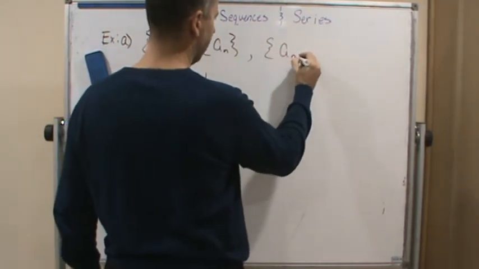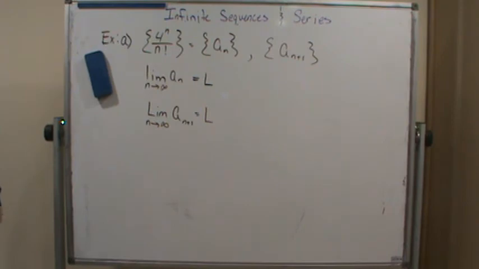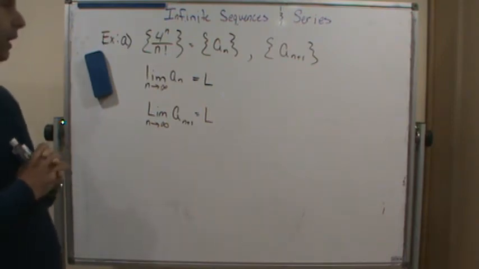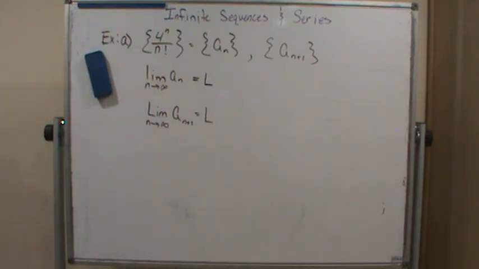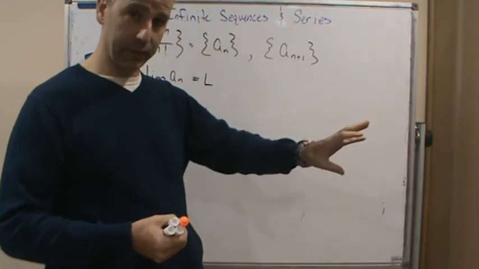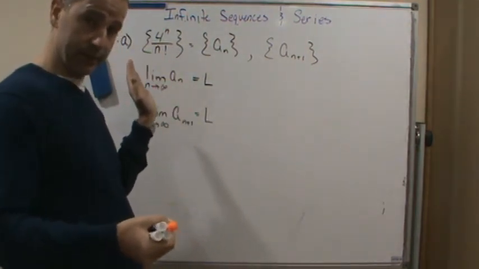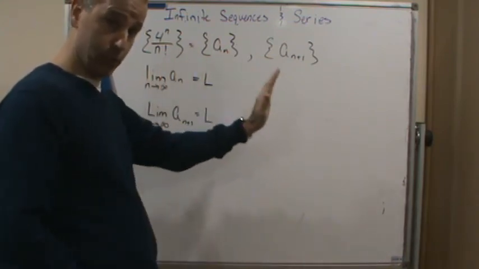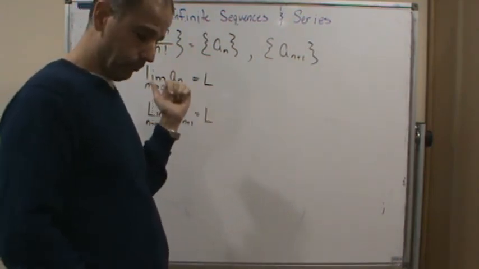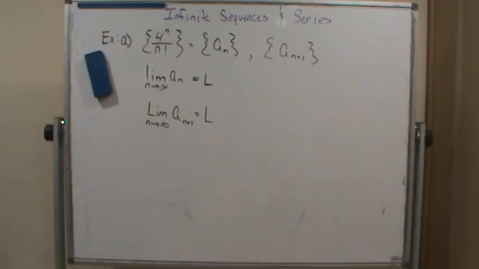If I have the sequence a sub n plus 1, the only difference between this sequence and that sequence is that I'm not including the initial number. A finite number of terms does not affect the convergence of a sequence. Like we saw in an earlier video, if you start adding terms at the beginning, it doesn't affect the limit. If you subtract a finite number of terms from the beginning of the sequence, that's not going to affect the limit either. So it makes sense that these limits are both going to be the same.